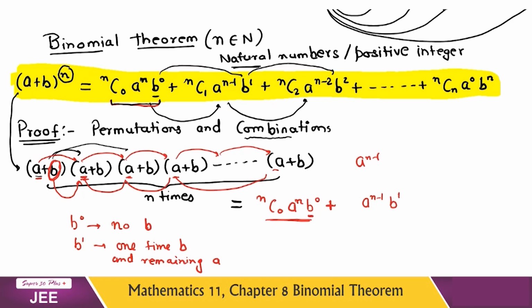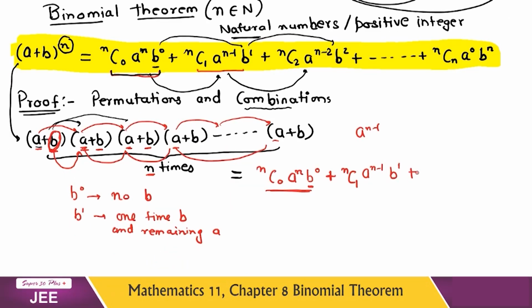But how can this be done? In how many ways can this be done? I can select b from this bracket, from this bracket, from this bracket. In any of these n brackets, I have to make a selection of one bracket. So this can be done in how many ways? Out of n, I can select one thing. In how many ways? NC1 ways. So that's it. We are done with the second term of the binomial, that is NC1, a raised to the power n minus 1 and b raised to the power 1.